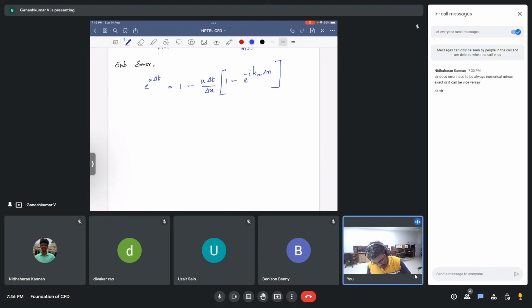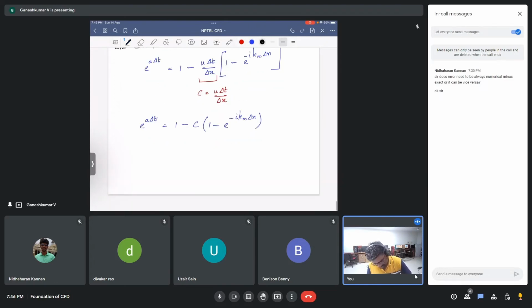After getting this, let's simplify it. We will write this constant u delta t by delta x as c. If we substitute that, it becomes e power a delta t is equal to 1 minus c times 1 minus e power minus I k_m delta x. That is the equation we have.